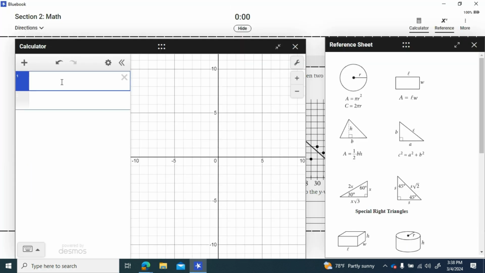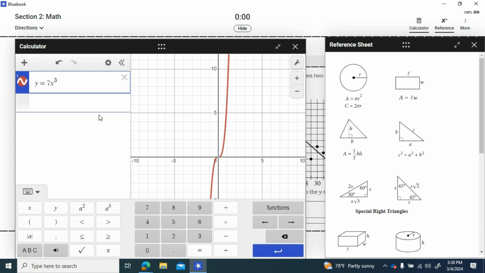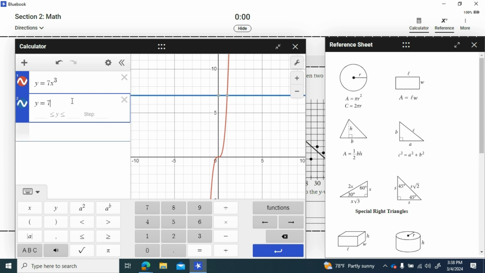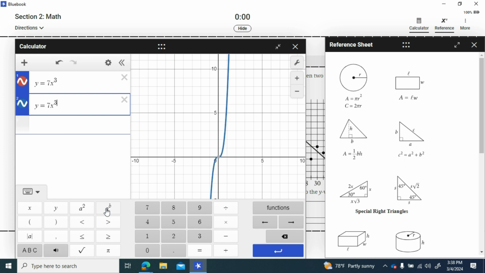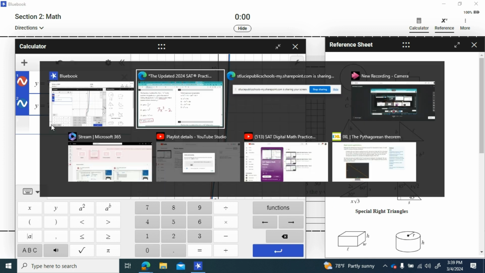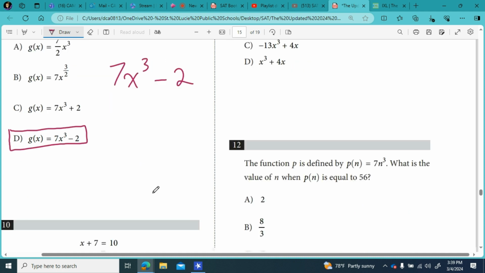The original function is y equals, what was it, 7x cubed. And then I said that the answer is y equals 7x cubed minus 2, shifting everything down 2 units. And if you look right here, it moved down 2. If you look right here, this one, it also moved down 2. So this answer choice D for question number 9 is the correct answer.